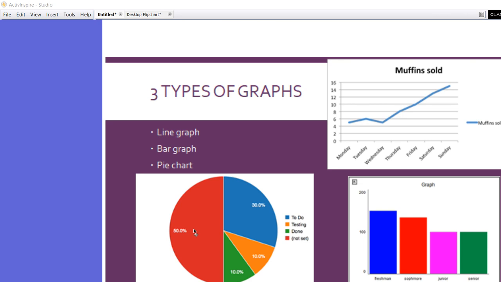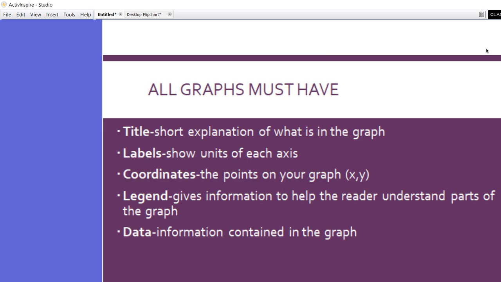Regardless of the type of graph that you have, there are some key pieces of information that have to be included on that graph. So all graphs must have a title. That title will basically just explain what is in the graph. It's a very short explanation of what is in the graph. Next, we'll have labels, and the labels will be on each of your axes, your X and Y axes. And the label will just tell us what did we measure on that particular axis, or what did we graph on that particular axis.